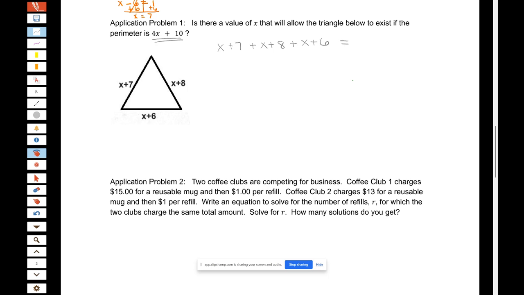which they'll either give you a number or an algebraic expression. In the case they've given us an algebraic expression, the perimeter is 4x plus 10. So now I'm going to attempt to solve this equation. x plus x plus x, that's 3x. 7 and 8 and 6 is 21.